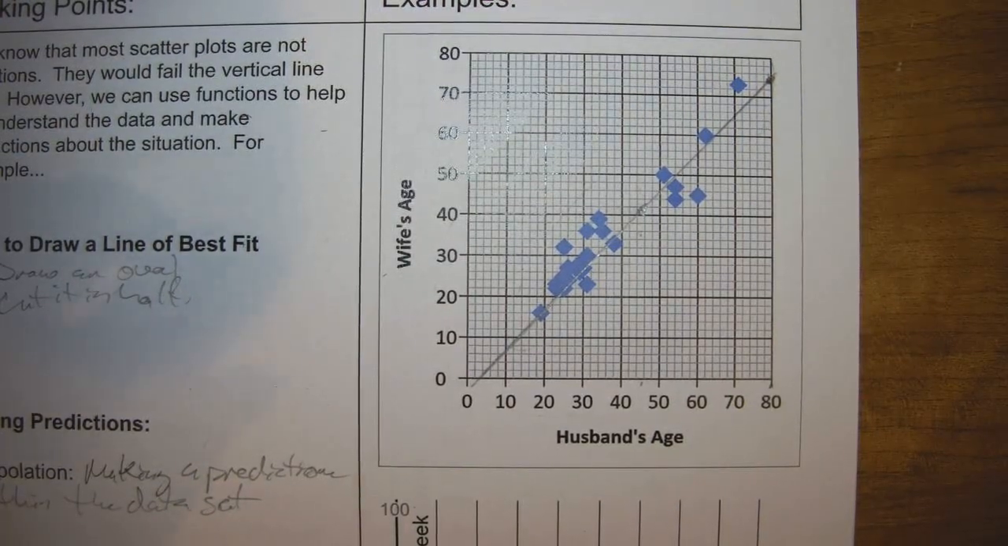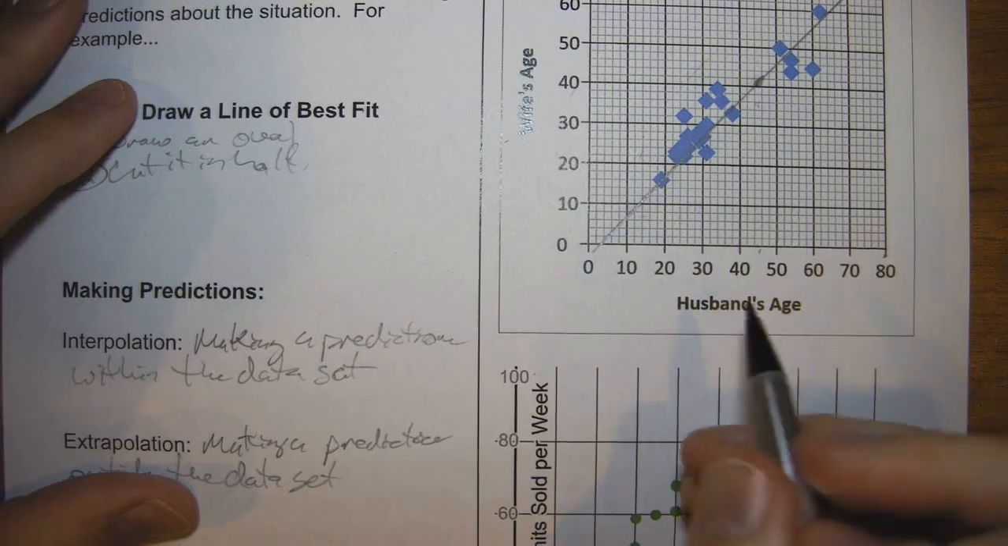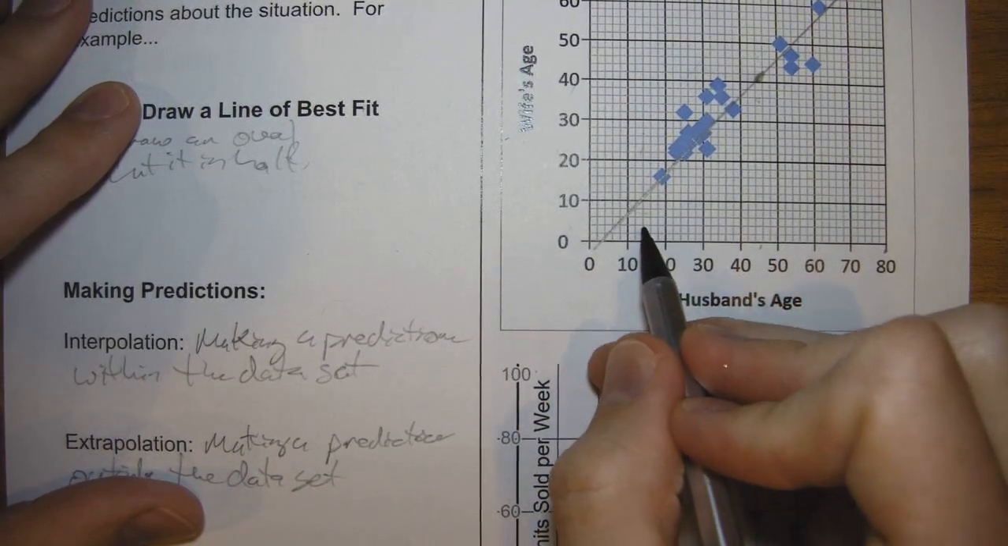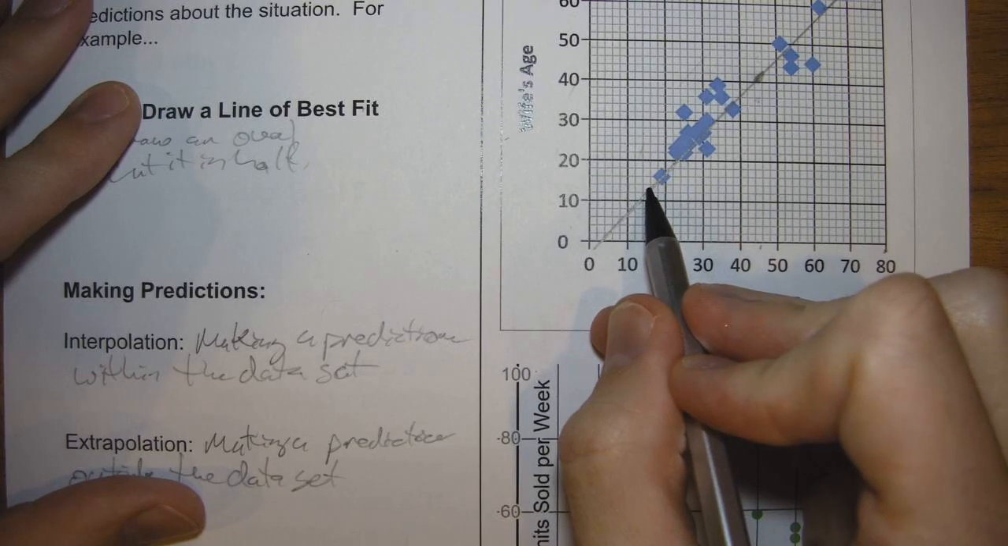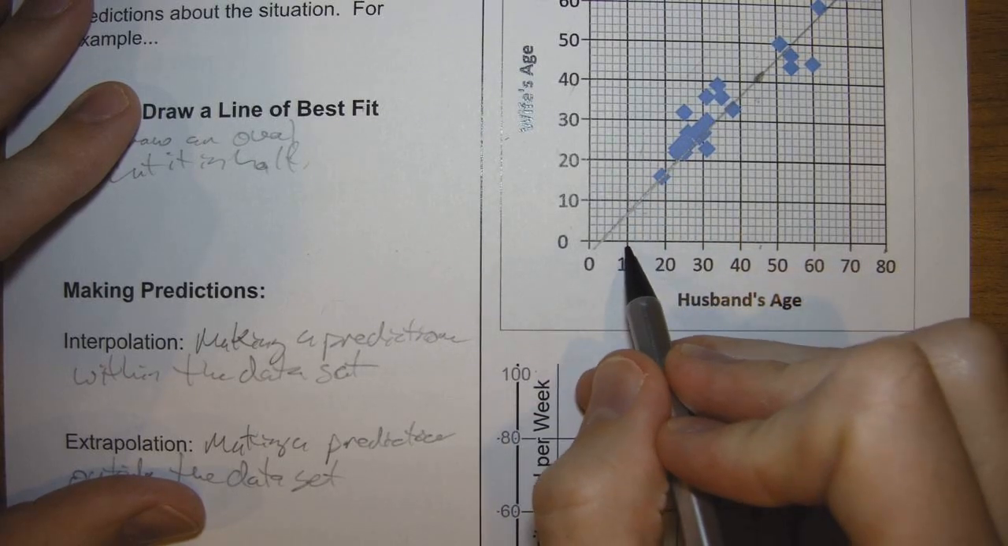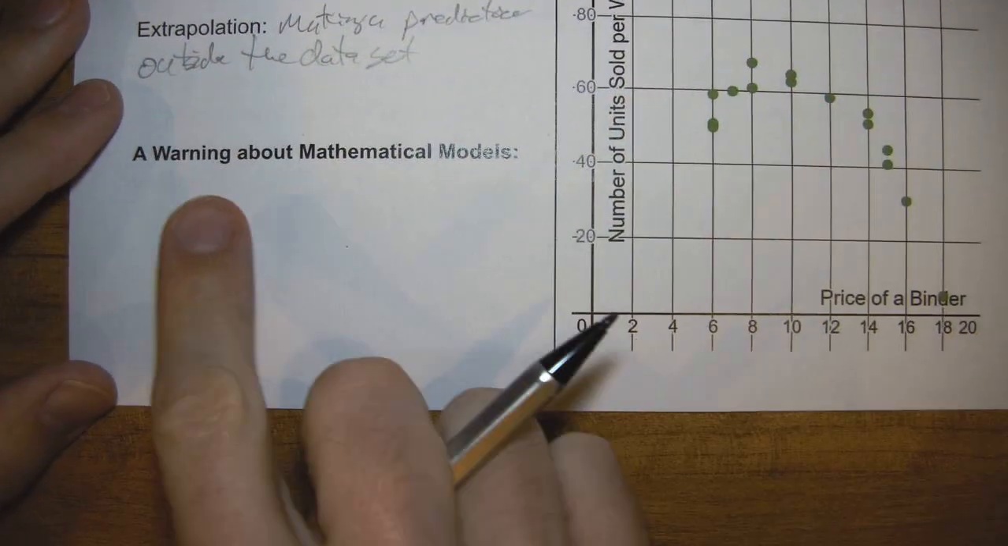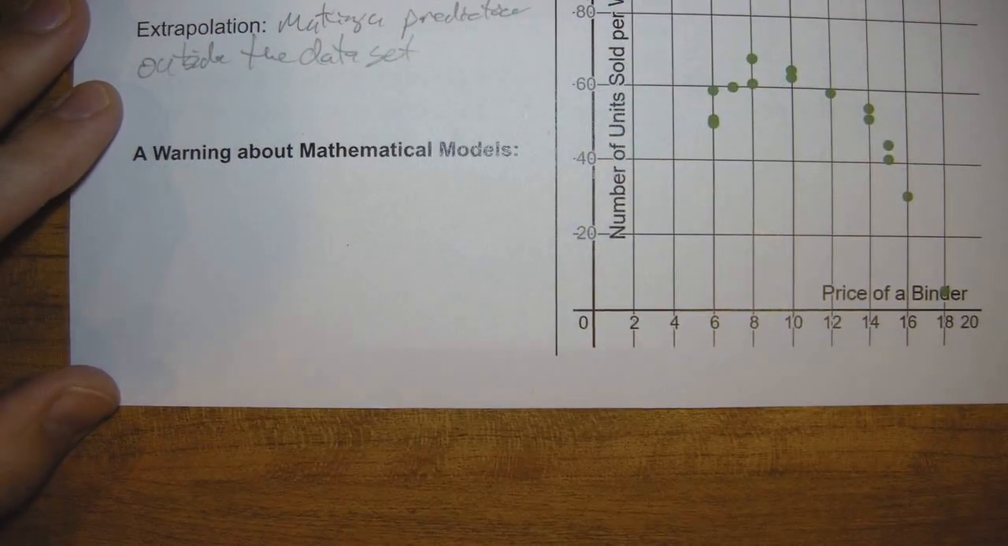Let's try it in the other direction in this case. What if I'm looking for, say, a gentleman who's married, who's 15 years old? Well, notice I don't have any data for that. I also don't have any data for someone who's, say, only 10 years of age. And that's where I want to talk to you about a warning about mathematical models.